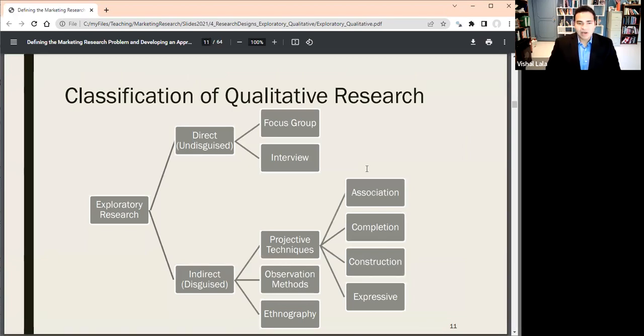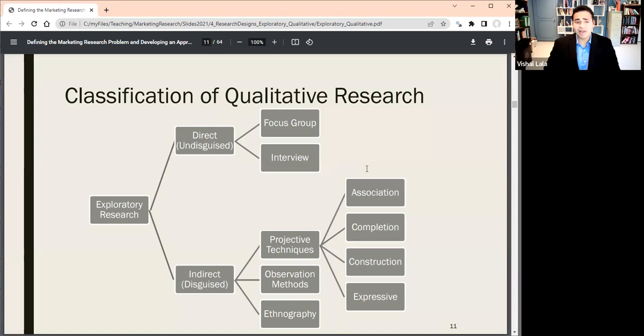Qualitative research can be categorized as being direct or indirect. The direct or undisguised research options include focus groups and depth interviews. Indirect or disguised approaches include projective techniques, observation methods, and ethnography. I'm going to drill down into each one of these now.